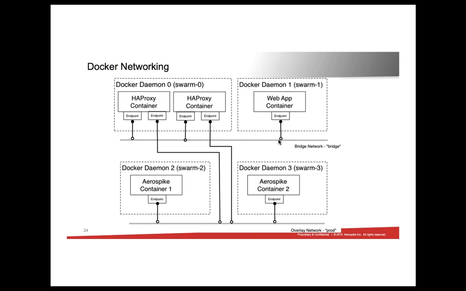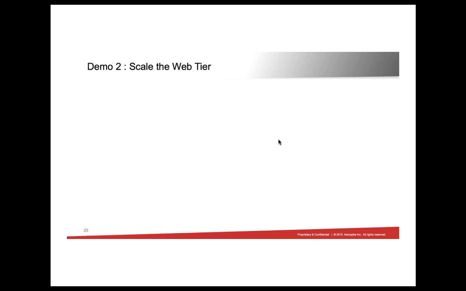Clearly for a production deployment, you're going to run these containers on more than one physical server. So what I've described here is essentially 4 servers, Swarm 0 through Swarm 3. Now, inside each one of those servers, we're going to have a number of containers running. But those containers are going to need to communicate with each other. And so we have 2 networks defined.